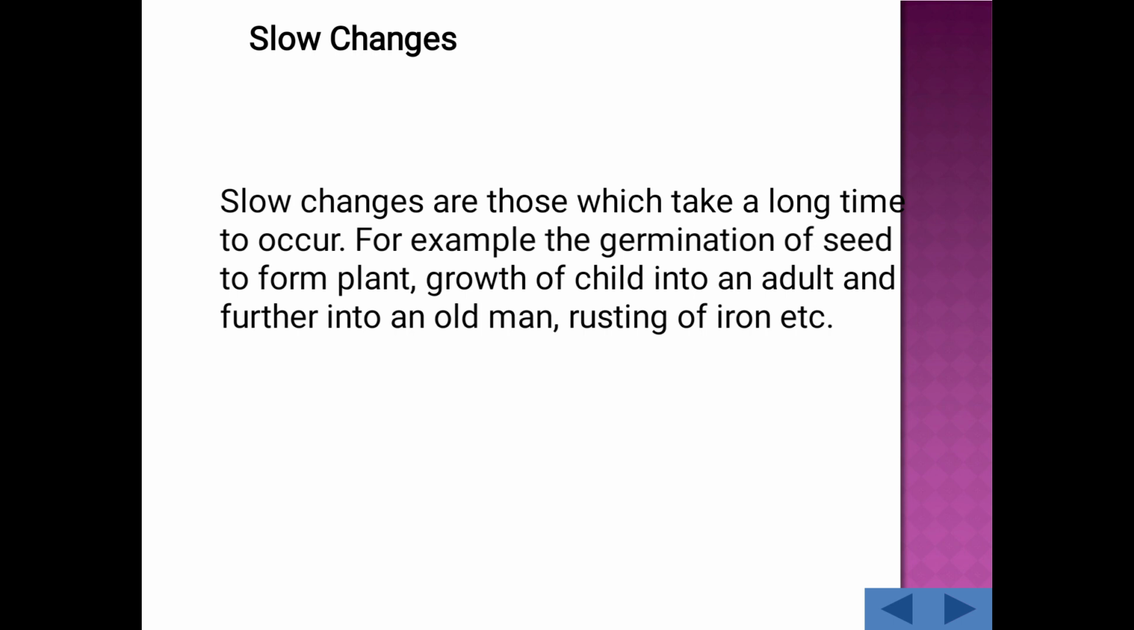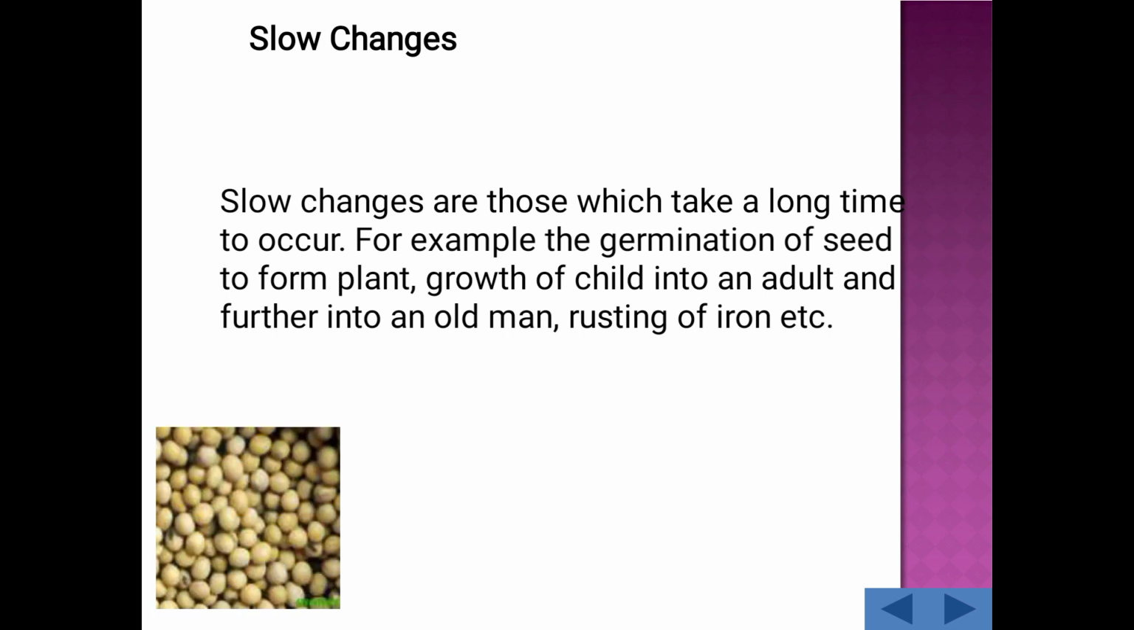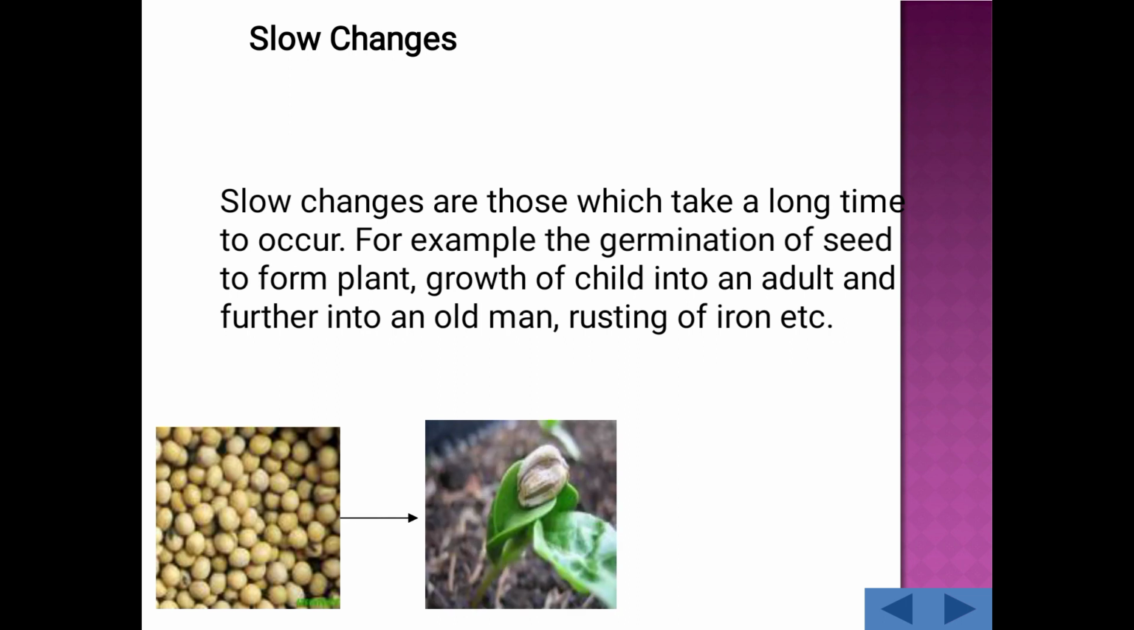Slow changes are those which take a long time to occur. For example, germination of seed to form a plant, growth of child into an adult, and further into an old man, rusting of iron. You can see the picture here how a seed forms a plant. This process is a slow change.